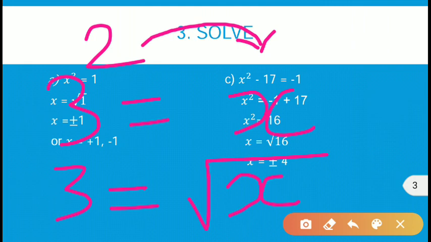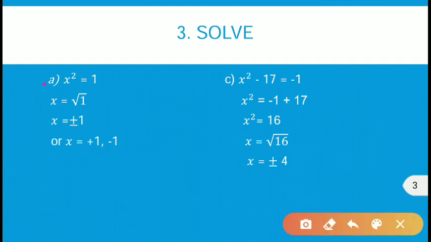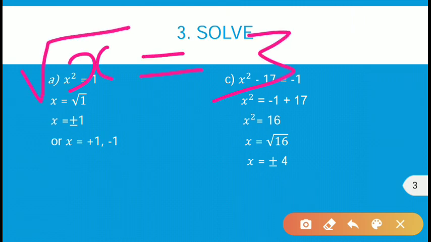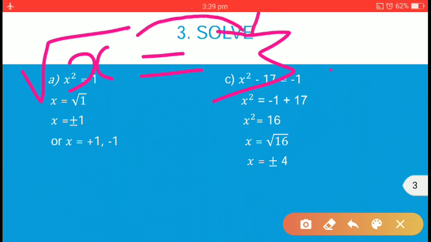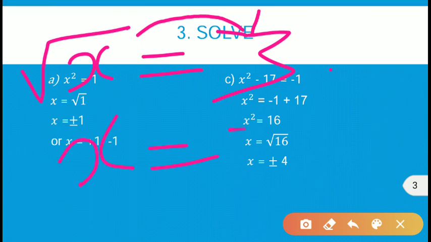Why? Because the square root means the power 1 by 2. The under root means the power 1 by 2. So when 2 goes to the other side, it converts into 1 by 2, and 1 by 2 can be written as under root. In the same way, suppose we have under root x here and here it is 3. When you transfer this under root to the other side, it will convert into a square. X is equal to 3 square. This can be written like this.